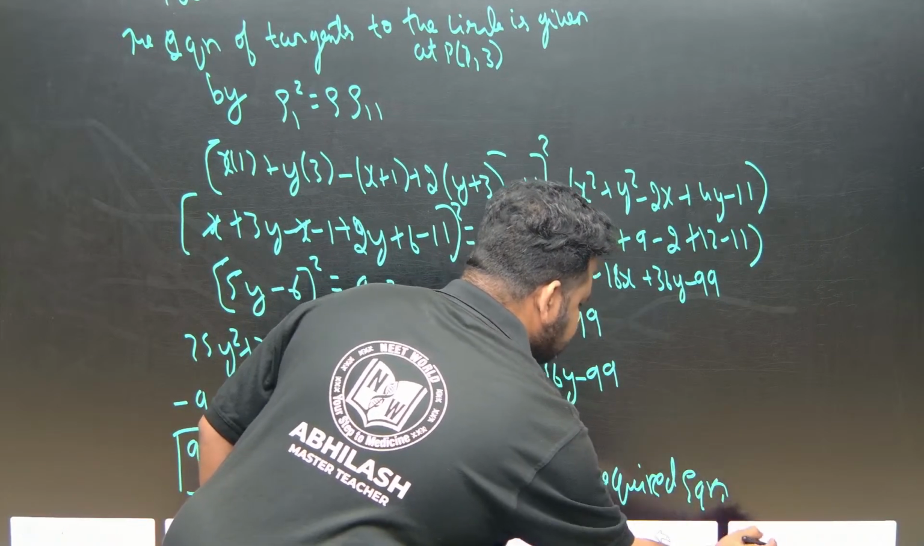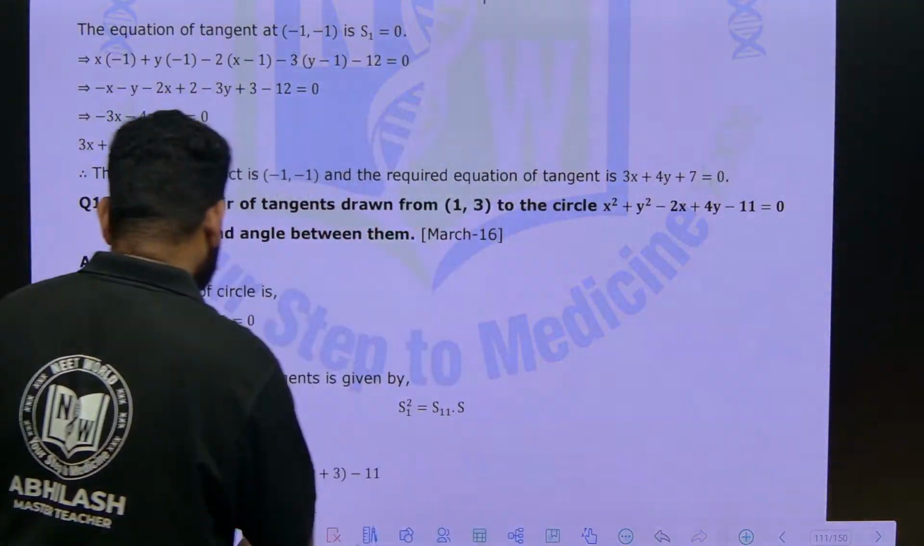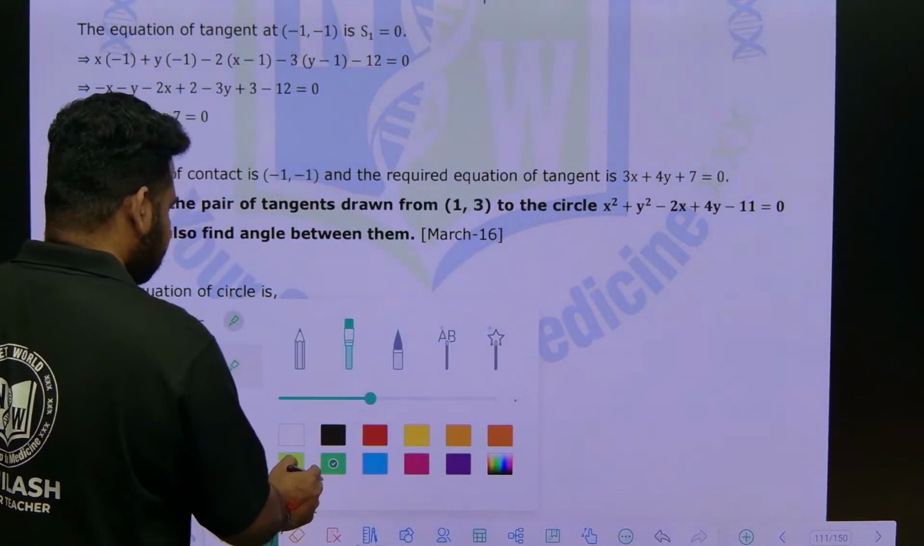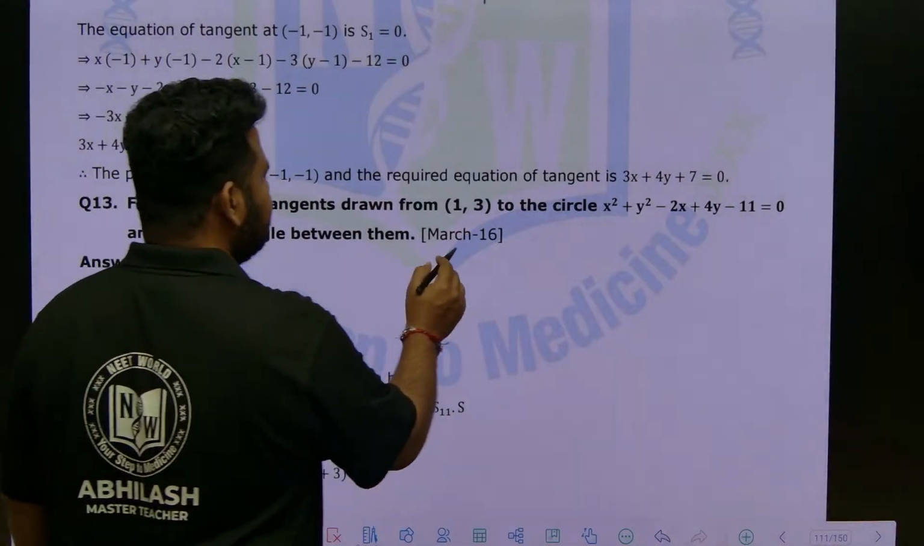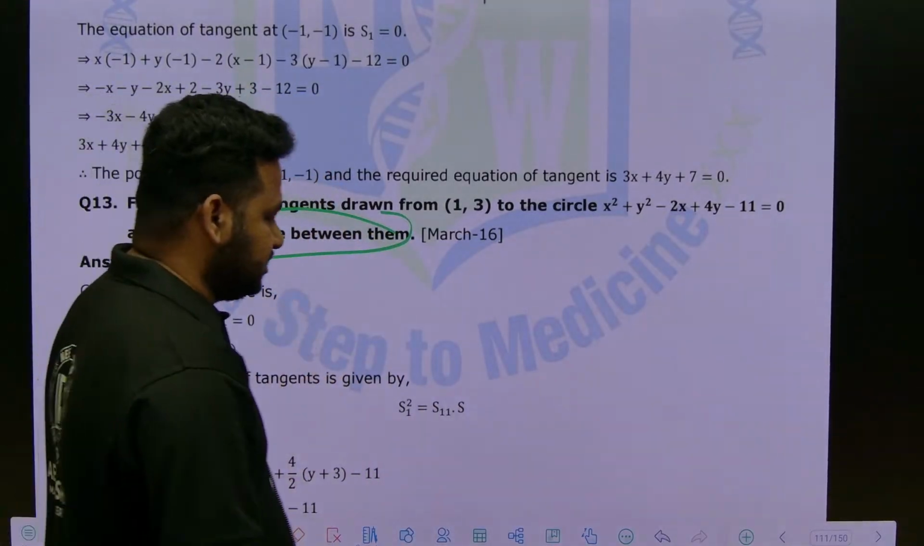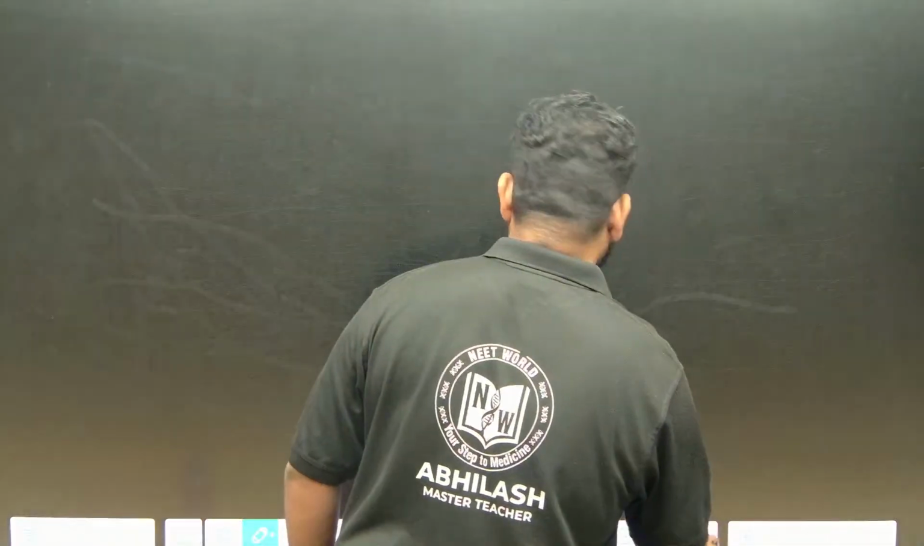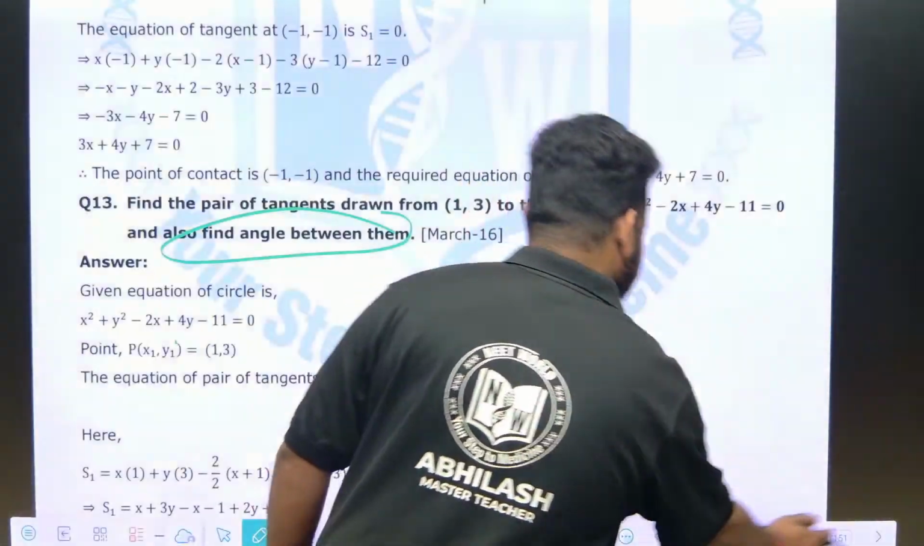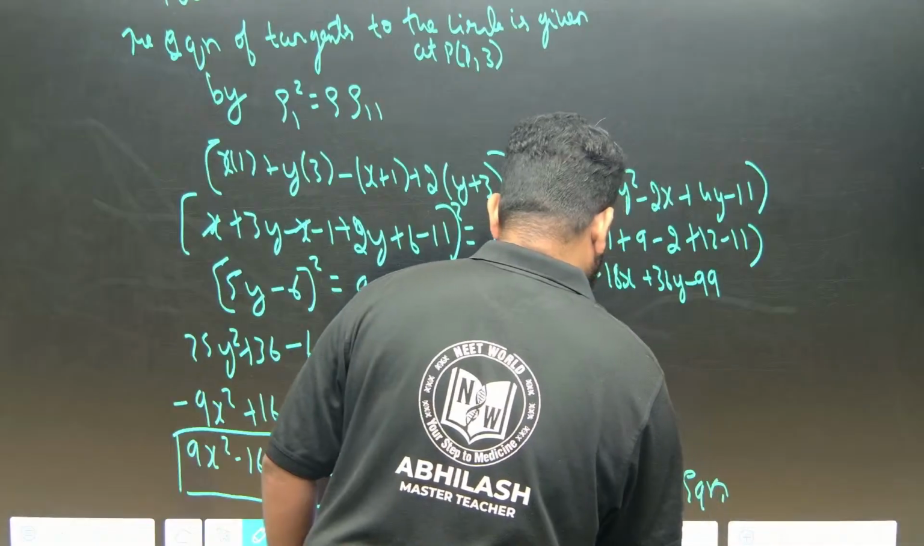Is the question done? No. See here, they are also asking, find the angle between the tangents. This is very important. This is why I wanted to solve this question. See here, also find the angle between them. This is what they are telling.